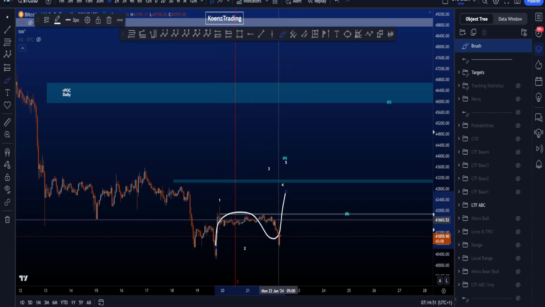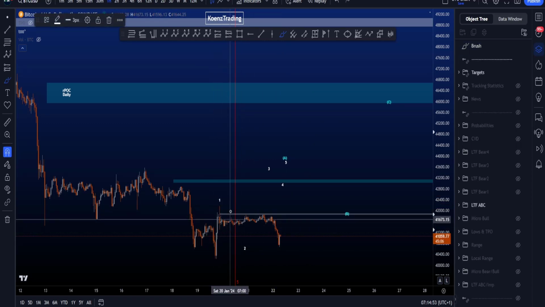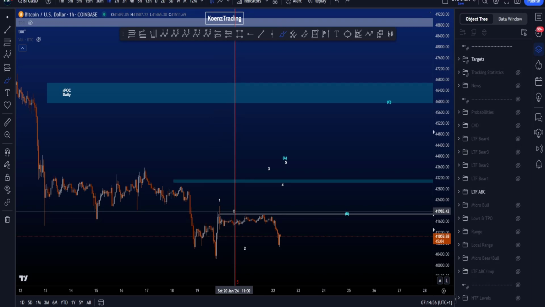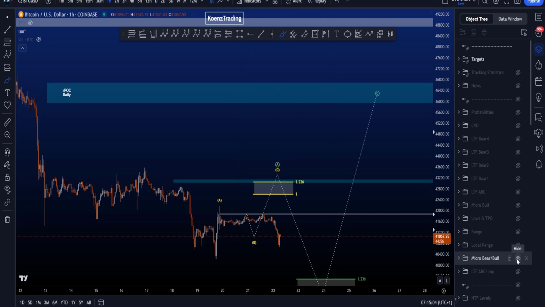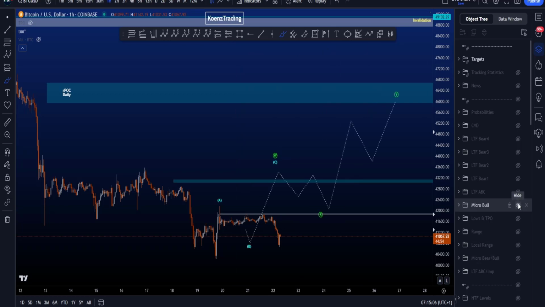Increasing the probabilities that if we get a move to the upside to take this high, it's a wave C compared to a wave 3, which therefore increases the probabilities of the flat scenario, as explained earlier, or this WXY double zigzag scenario to the upside.